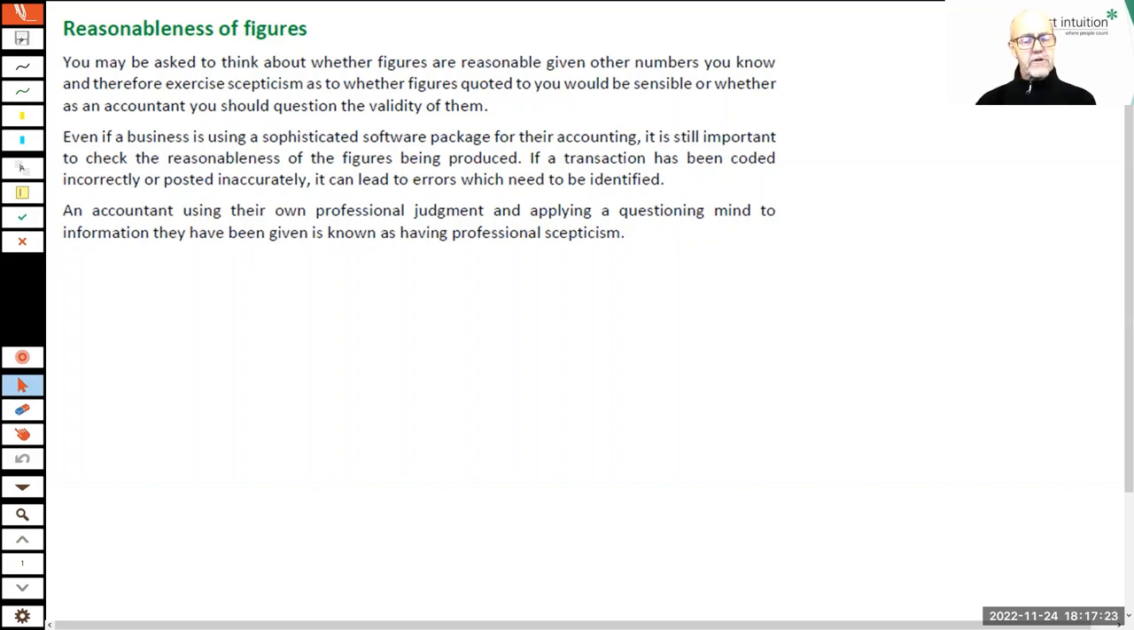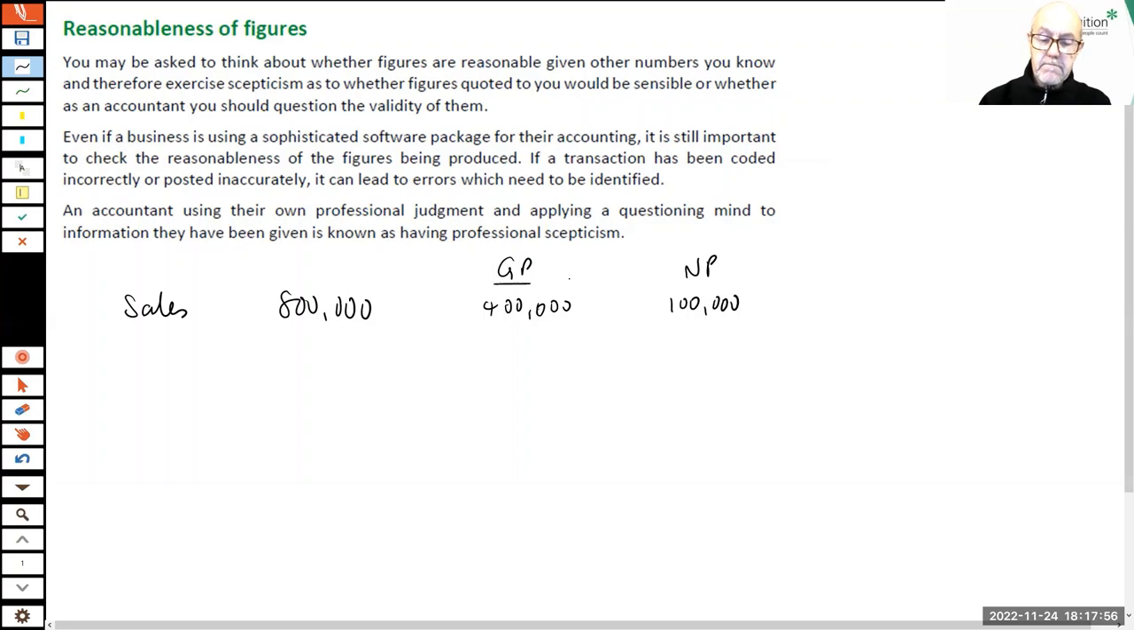And I've just jotted down some numbers earlier when I was thinking about this. So let's say that we've got a sales figure of £800,000. It's not too small a business, but not a massive business. And we've worked out our gross profit and our net profit. And we've calculated that we've got £400,000 of gross profit, £100,000 of net profit. That's reasonable enough, isn't it?